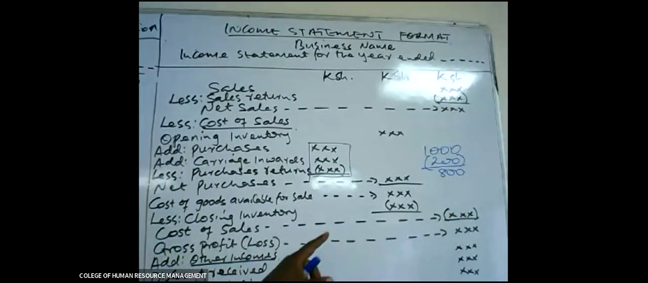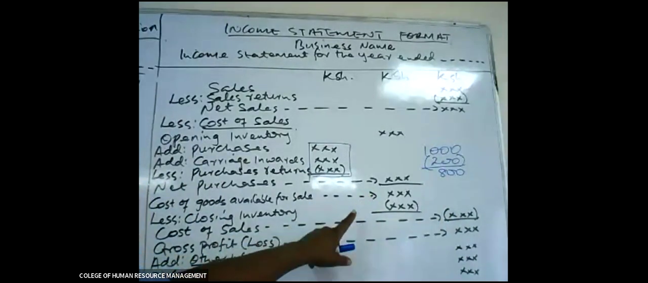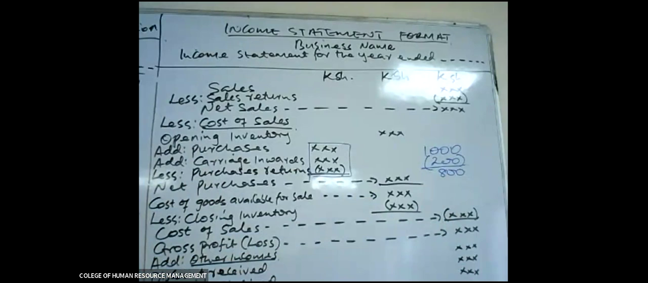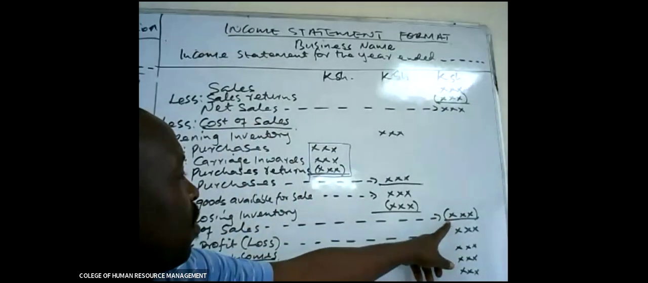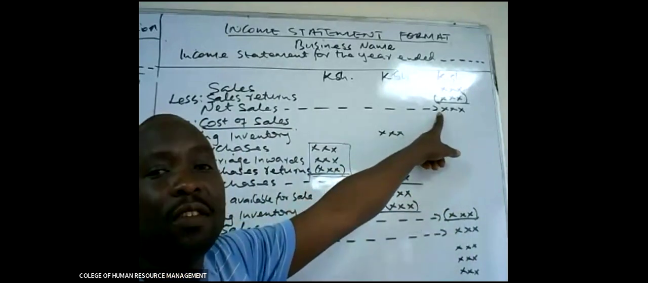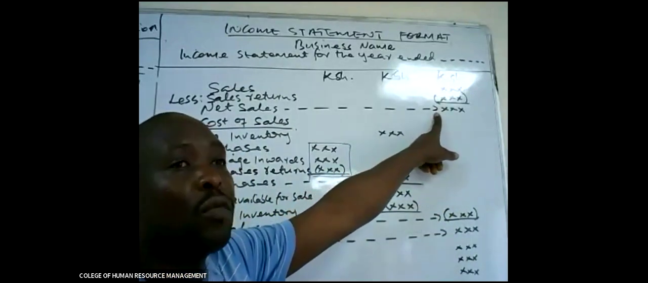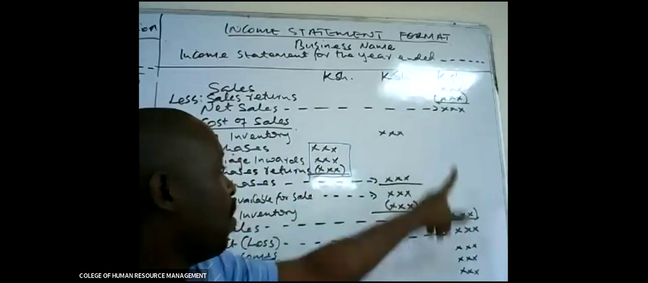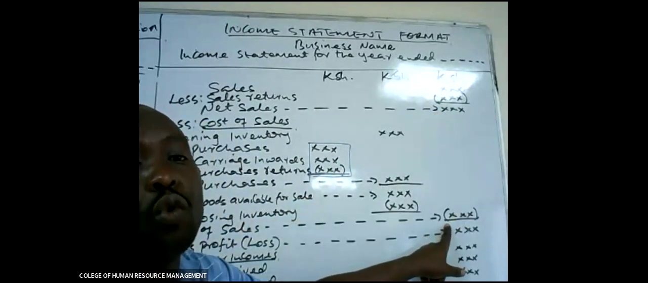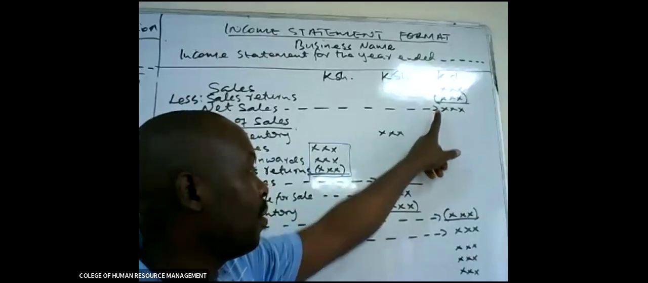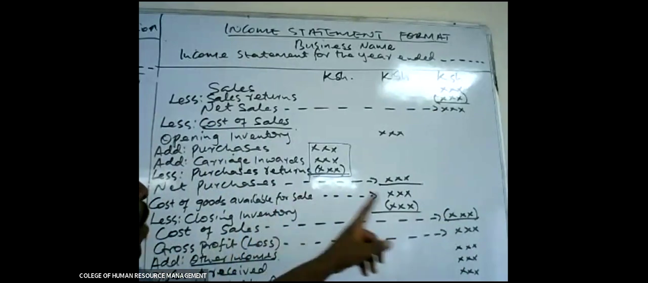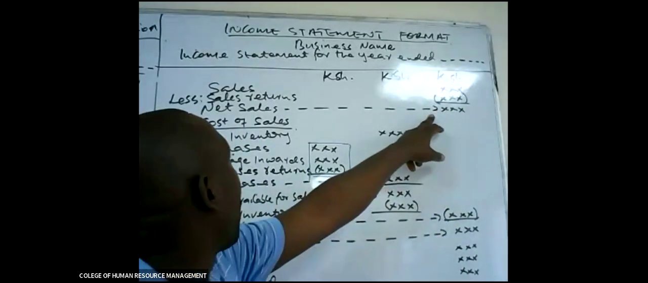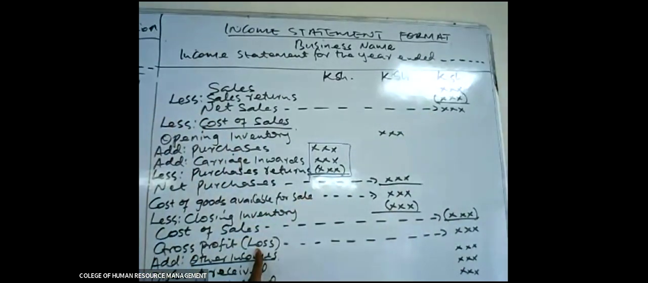The cost of sales is simply the cost of goods available for sale, minus the cost of closing stock. You get the cost of what was sold. Now here, after getting the cost of sales, you are going to compare. This is the cost of the sales. This is the sales, the amount of money that you received after selling the items. This is the cost you incurred on those goods that you sold. So if the net sales is greater than the cost of sales, you will realize the gross profit. If the cost of sales is higher than the net sales, you will realize what we call the net loss.